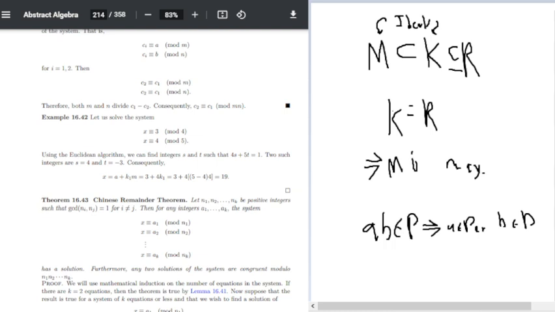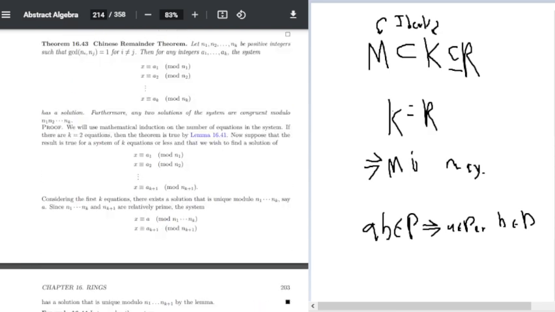Example 16.42. Let us solve the system x is congruent to 3 mod 4 and x is congruent to 4 mod 5. Using the Euclidean algorithm, we can find integers s and t such that 4s plus 5t is equal to 1. Two such integers are s equals 4 and t equals negative 3. Consequently, x is equal to a plus k1m is equal to 3 plus 4k1 is equal to 3 plus 4 times 4 is equal to 19.